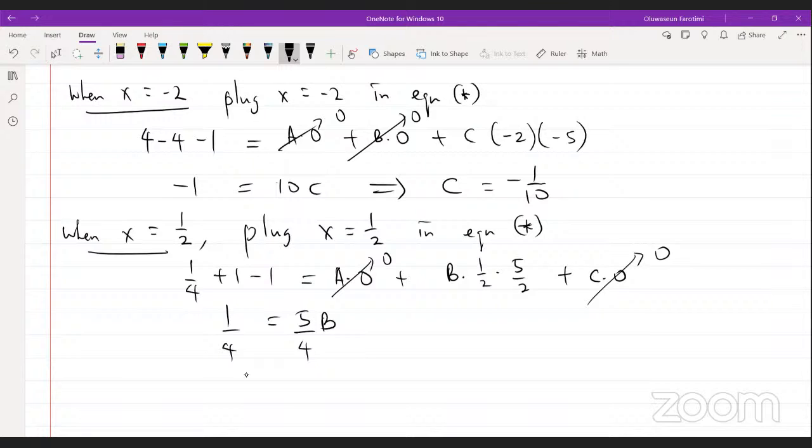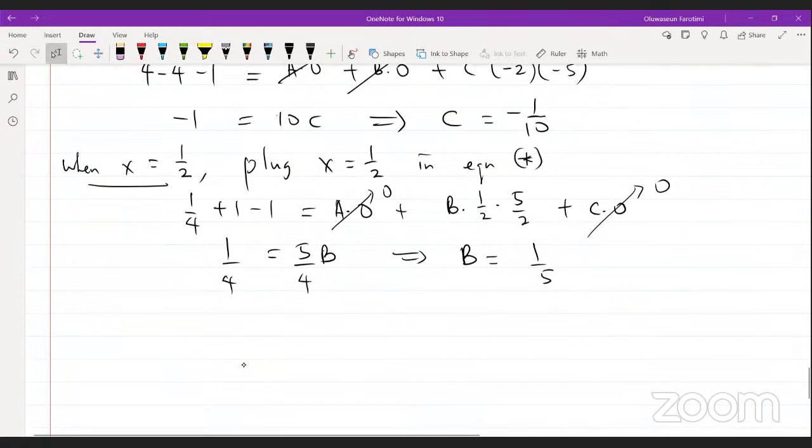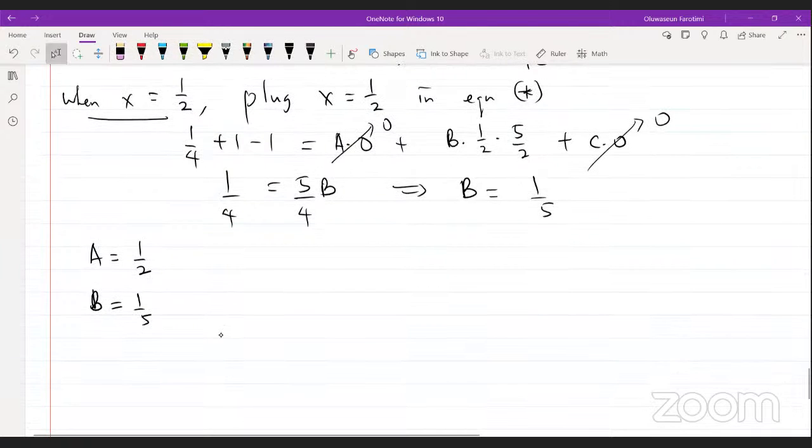Amazing. So now I can find the value of b. My b is just going to be 1/5. Okay, so far so good. What do I know, guys? I do know that my A is 1/2. My B is 1/5. And then what about C? My C is actually, what was that? That was -1/10.